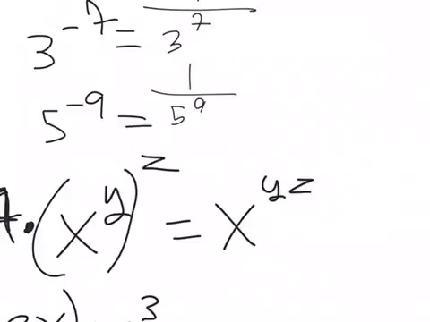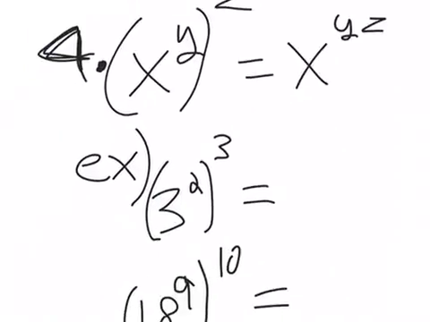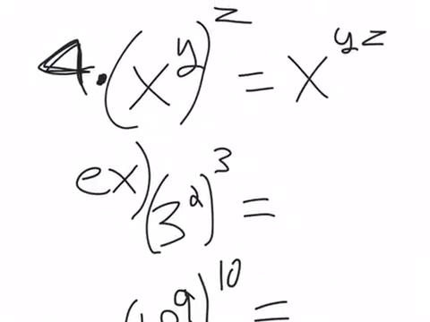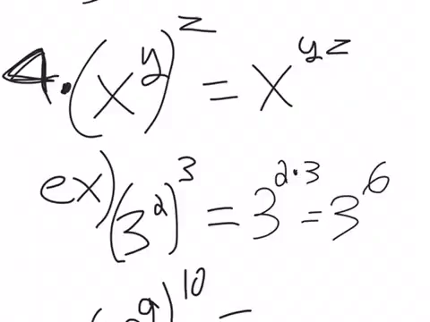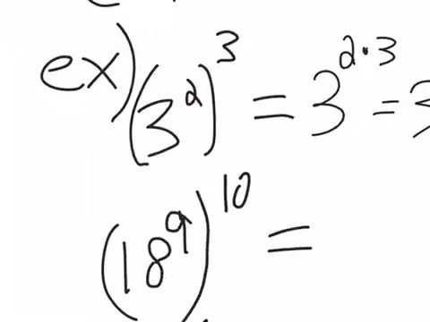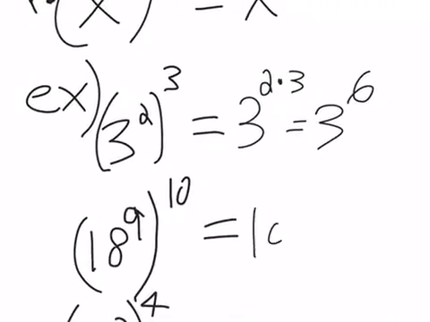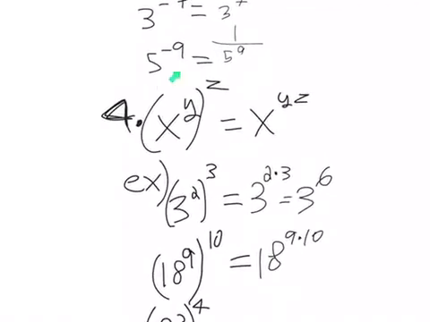Now let's look at an example of this. Here we have 3 to the power of 2 to the power of 3, and this will be 3 to the power of 2 multiplied by 3, which would be 3 to the power of 6. Now let's look at this example. Here we have 18, and then just 9 multiplied by 10, because we are using this rule. So we have 9 as y and 10 as z, and we just multiply 9 and 10, and that will give us 18 to the 90th power.